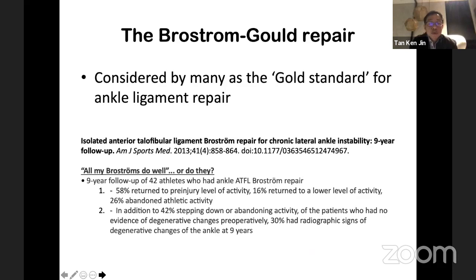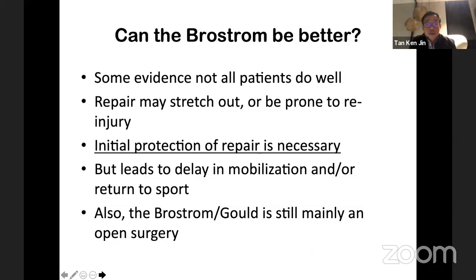So as we know, the Brostrom or open Brostrom repair is considered by many as the gold standard for ankle ligament repair. But there is some data to show that not all Brostroms will always end up with a good result. Some patients may stretch out or be prone to re-injury. And a small group of my patients get a certain amount of arthrofibrosis and end up a bit stiff. So on either end of the spectrum, they may stretch out a bit or end up a little bit too stiff. So the question is, can the Brostrom be better?